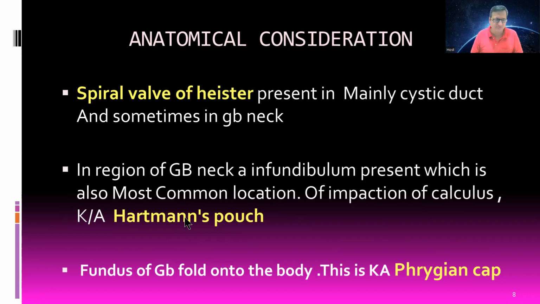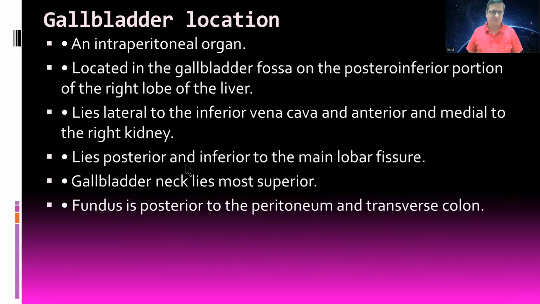Then second is the Hartmann pouch. It is present in the gallbladder neck. It is an infundibulum or pouch-like structure, which is the most common location of impaction of the calculus. So this is an MCQ, that which is the most common area where the calculus is impacted. That is the Hartmann pouch. Now, fundus of the gallbladder folding onto the body is known as the Phrygian cap. So these are the normal variants which are present in the gallbladder.